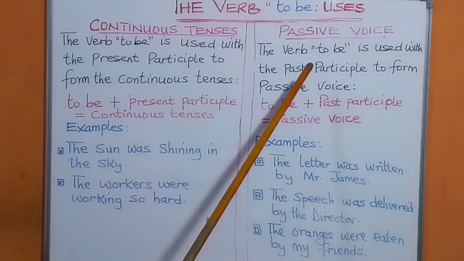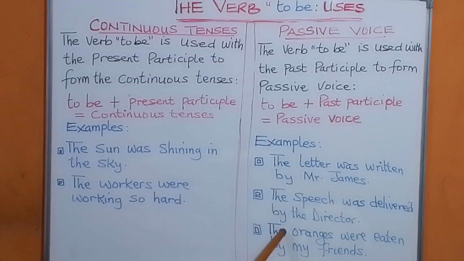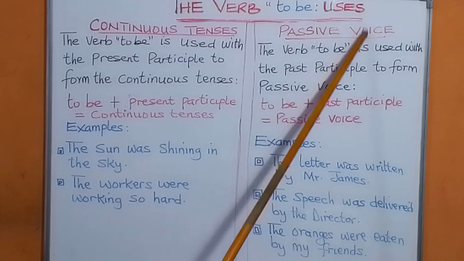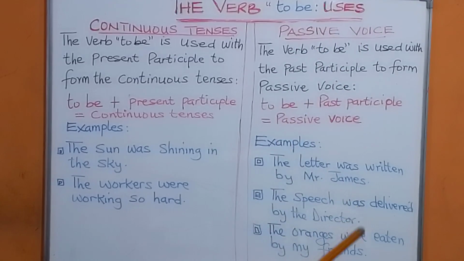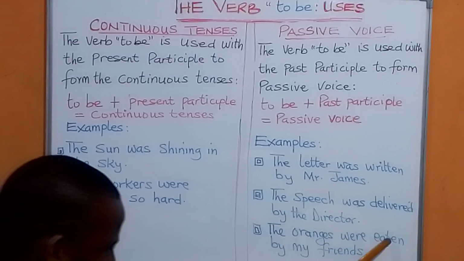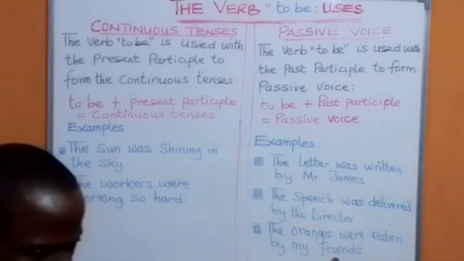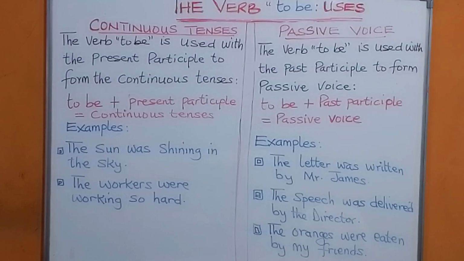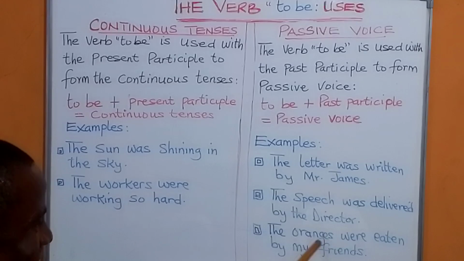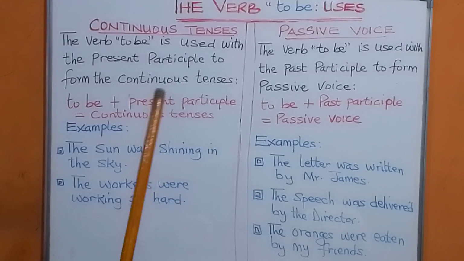Now look at another example of passive voice. The oranges were eaten by my friends. That is passive voice. Some will say, what is passive voice? You say, the oranges were eaten by my friends. But if you want to turn this into active voice, you say, my friends ate the oranges. You see, they are the same.